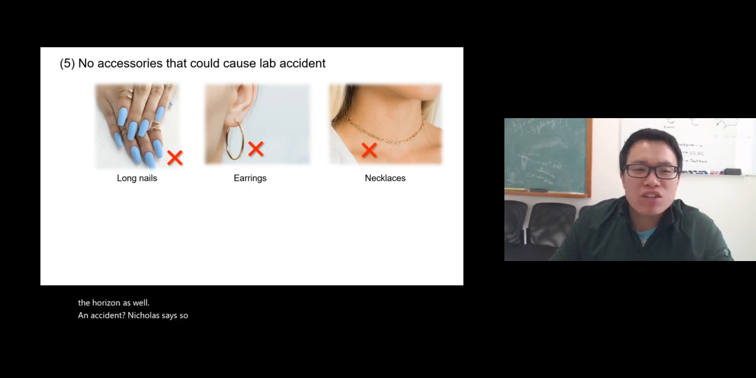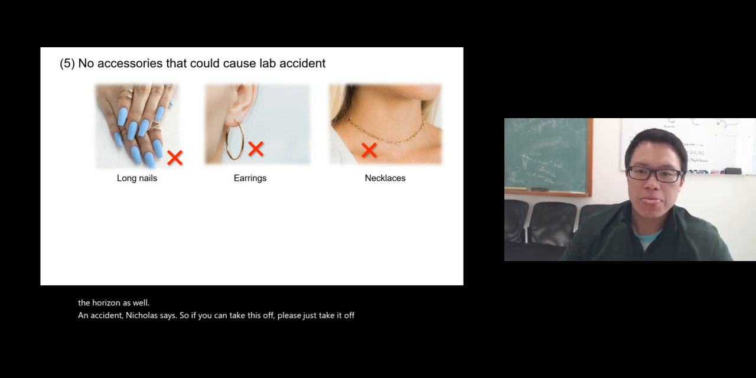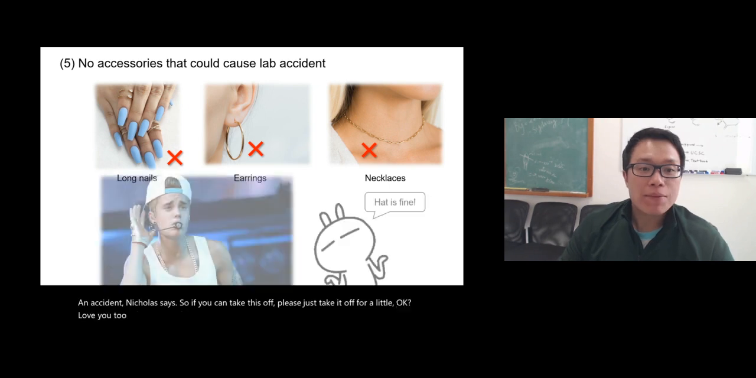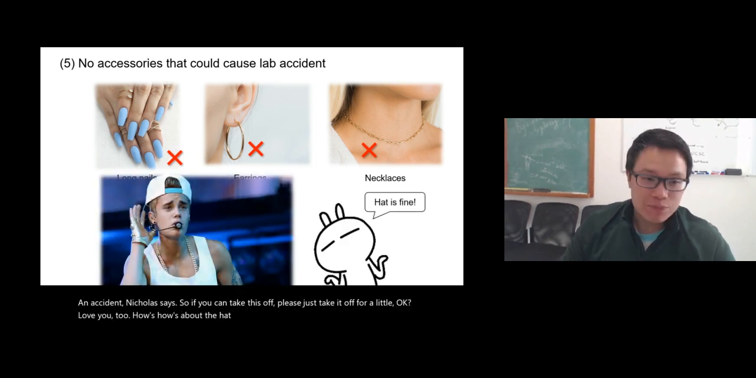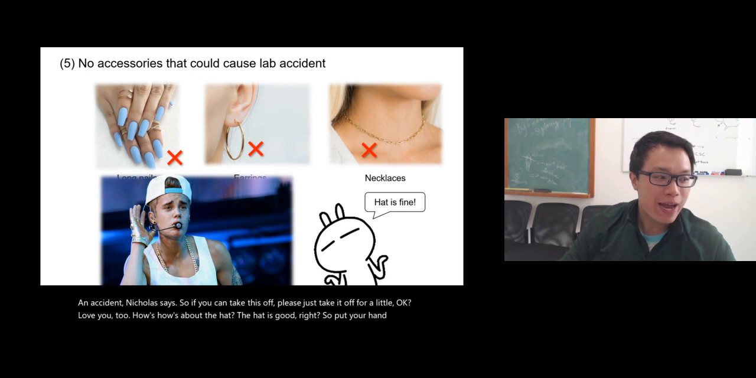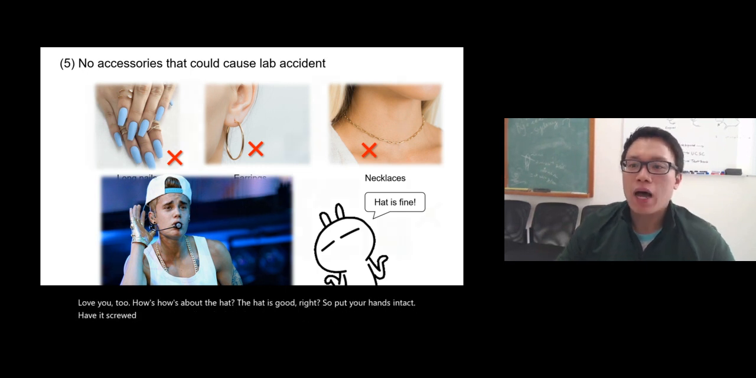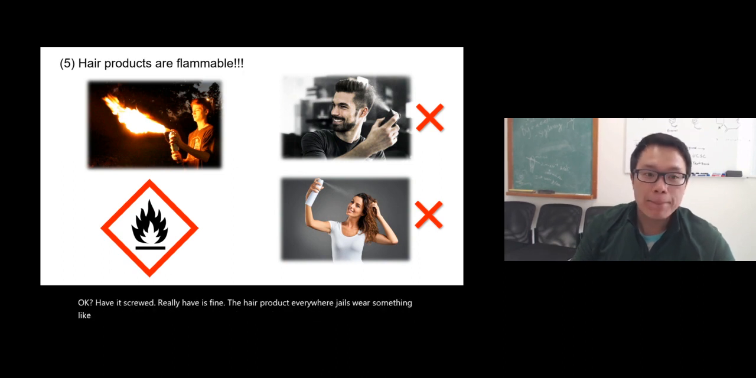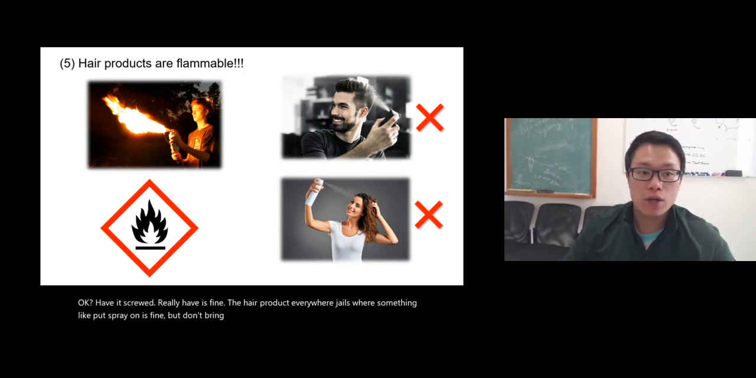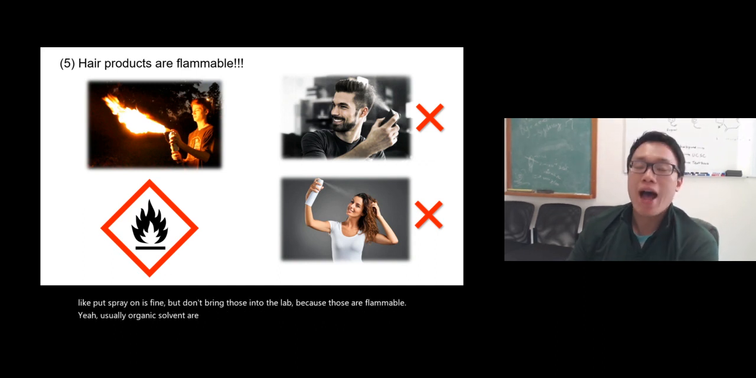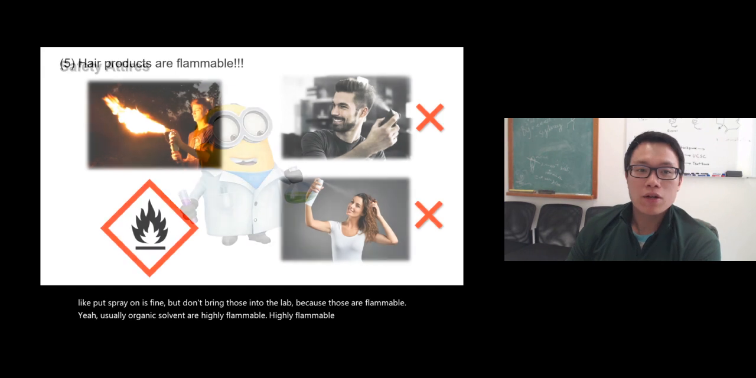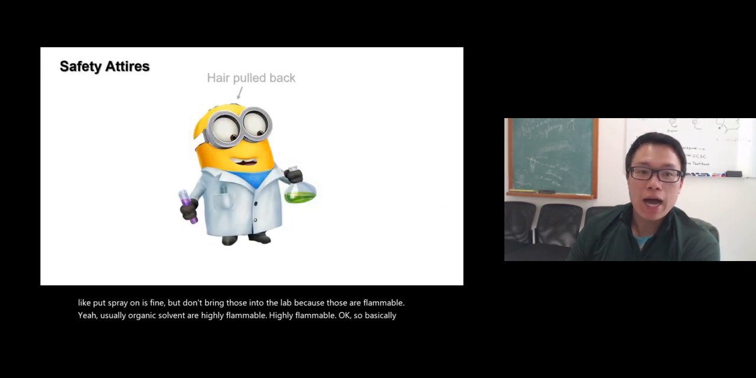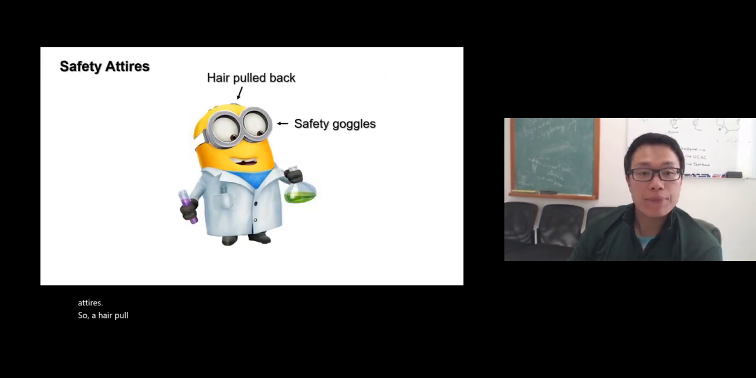Necklaces. If you can take them off, please just take them off for a little while. How about the hat? The hat is good, right? So put your hair intact. Really, the hat is fine. The hair product, if you wear gels or put spray on, it's fine, but don't bring those into the lab because those are flammable. Usually organic solvents are highly flammable. So basically safety attire: hair pulled back, safety goggles, protective gloves, we provide you all this.